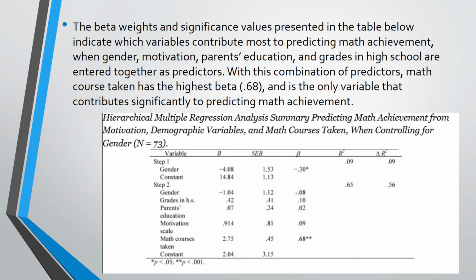The most important thing to note about this slide that we haven't already covered is the format of the chart that is on here. Overall, from this data, we see that the combination of the predictors when predicting math achievement indicates that math courses taken has the highest beta at 0.68, and it's also the only variable that contributes significantly to predicting math achievement.